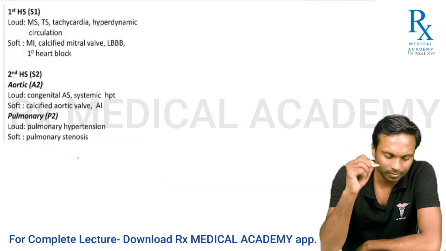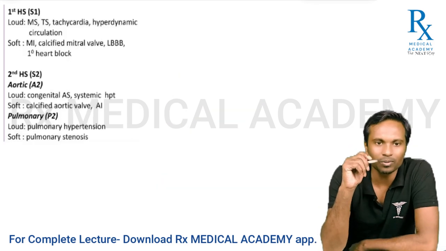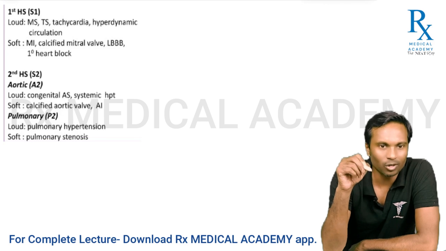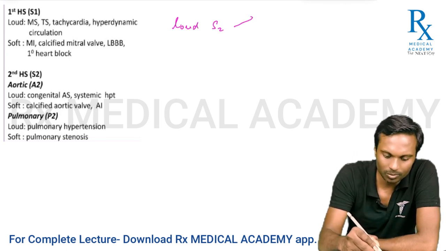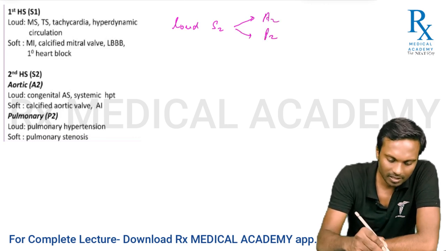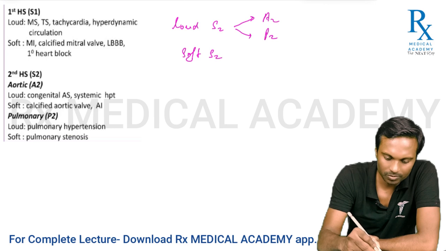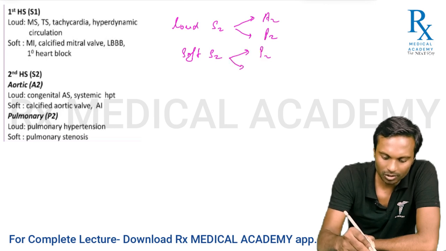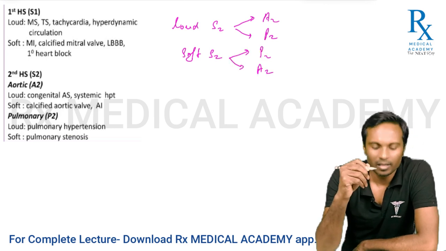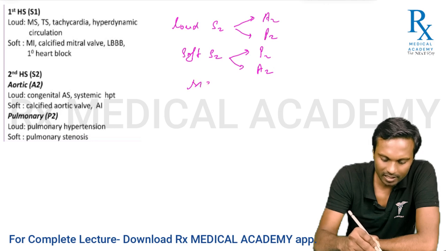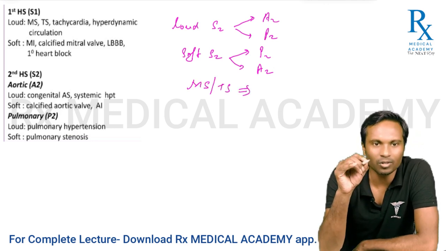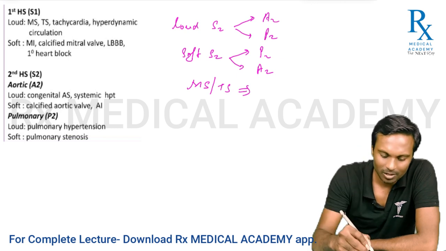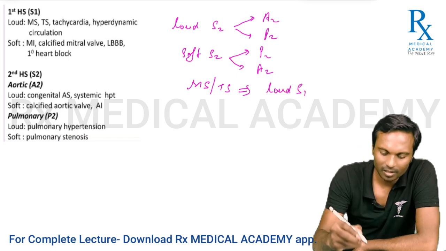Okay, now let's discuss a little bit about loud S2 and soft S2. See, loud S2 can be divided into loud A2 or loud P2. Similarly, you can have soft S2 which can be divided into soft P2 or soft A2. We have already discussed that in case of mitral stenosis and tricuspid stenosis, intensity of first heart sound increases. So you get loud S1.